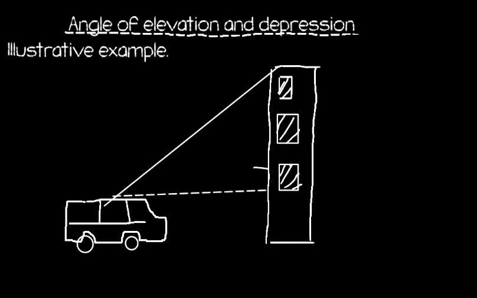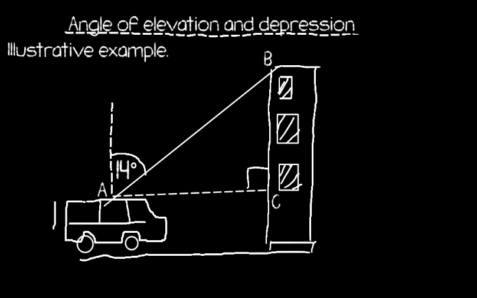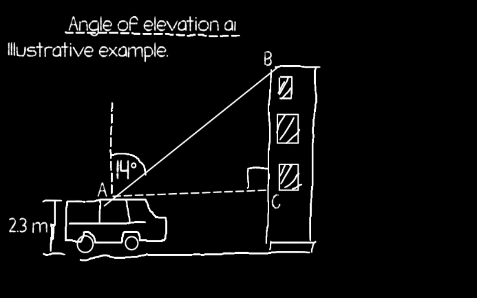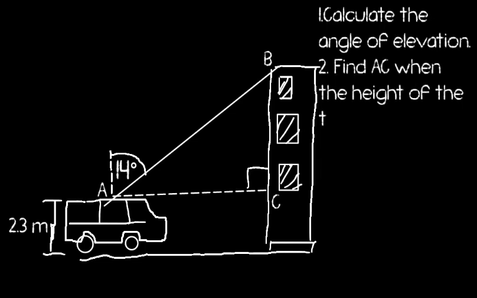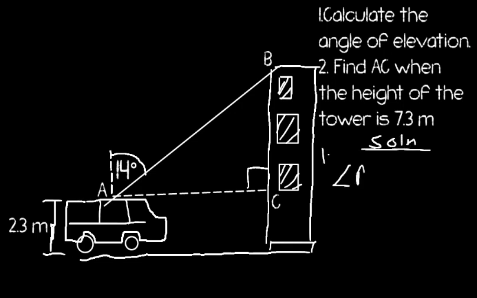As you can see, we were not given the angle of elevation, rather we were given an angle outside the angle of elevation, and you know that supplementary angles sum up to 90. So we can just subtract 14 from 90 and you get the angle of elevation. We were given the height of the car to be 2.3 meters. So calculate the angle of elevation. Find AC when the height of the tower is 7.3 meters.